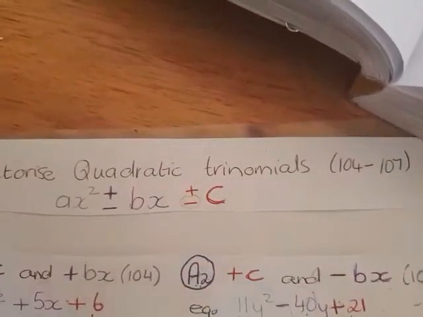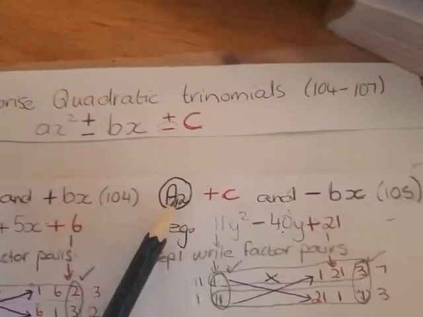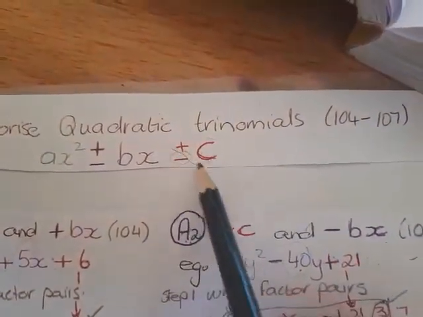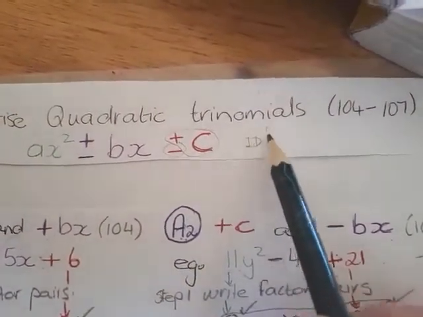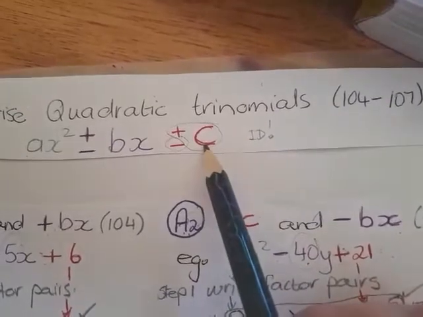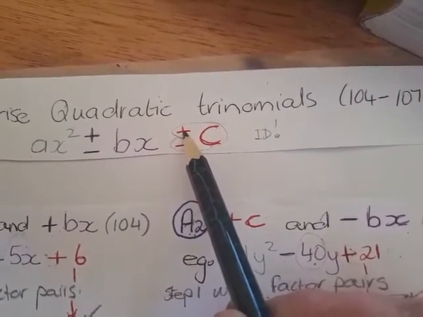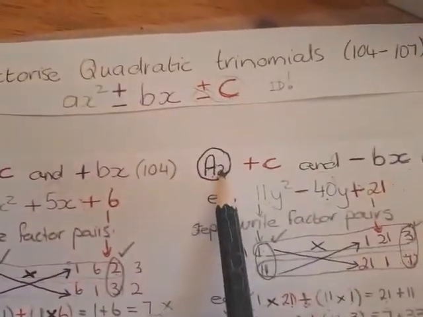Now, the two methods we have already done, which we have called A1 and A2, both have the positive C. So that is the first thing you look at, people. You identify the sign of your third term. If it is positive, then you know it's either A1 or A2.